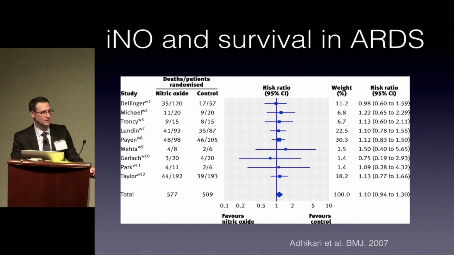And in some of the Cochrane analyses or meta-analyses combining all those studies and seeing if there's any signal for improved survival, it's actually shown the opposite. If anything, you would look at this and say it may be a trend towards harm with use of inhaled nitric oxide in people with ARDS.